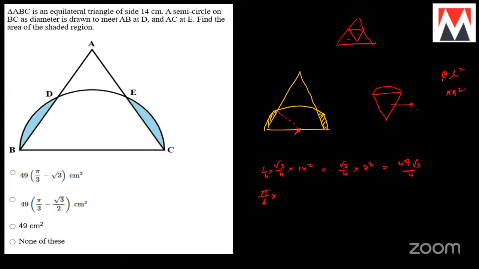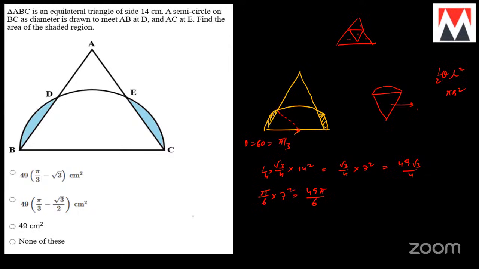So it will be what? So your half theta L square. So it is nothing but half of 60 degrees. So your theta 60 is equal to pi by 3. So it is half of theta L square. L is what? Your side of a triangle. So it is 7 square. So your sector is 49 pi by 6.